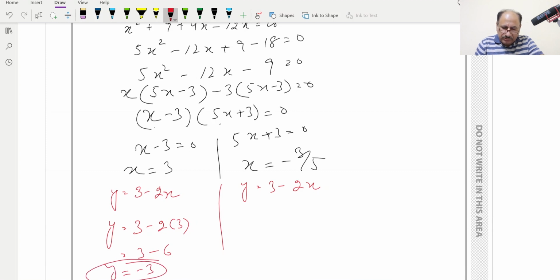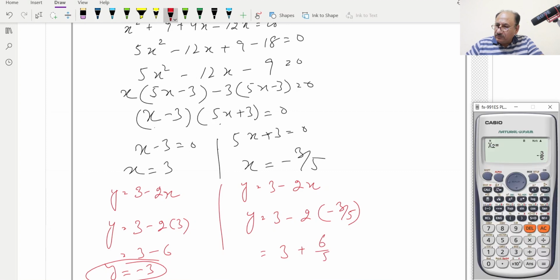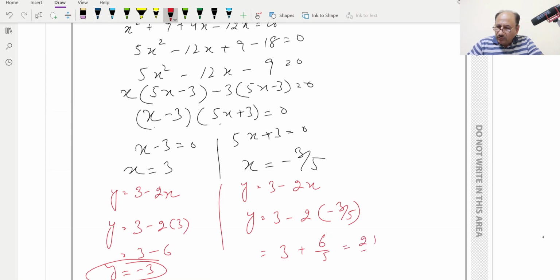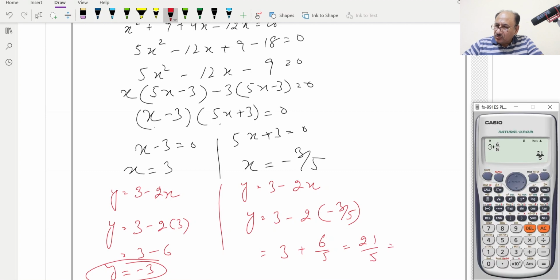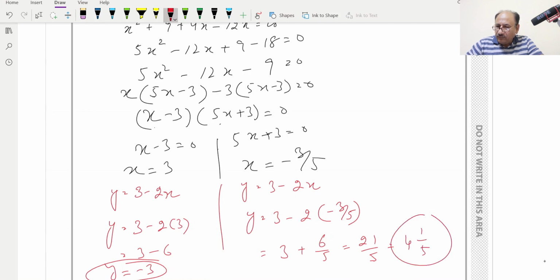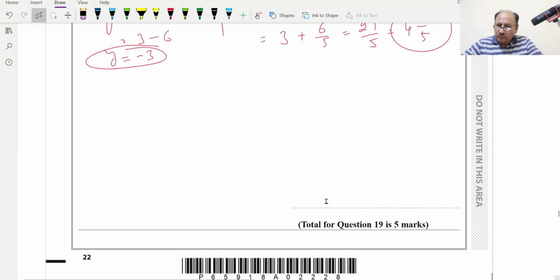So y is equal to minus 3 will be one option, and the second option will be what? y is equal to 3 minus 2 into minus 3 over 5, and this will be equal to 3 plus 6 over 5, and this one we can simplify. This is equal to 21 over 5. 21 over 5 can be written as a mixed fraction also, which will be 4 whole 1 by 5.